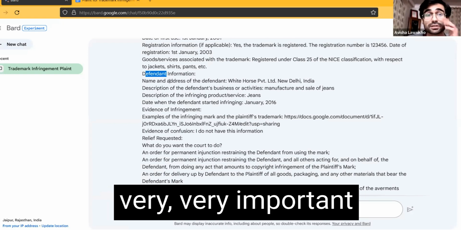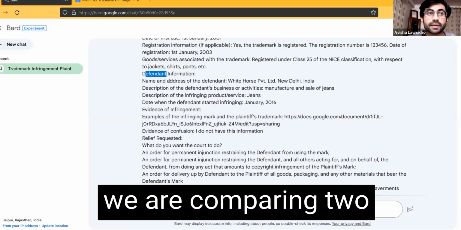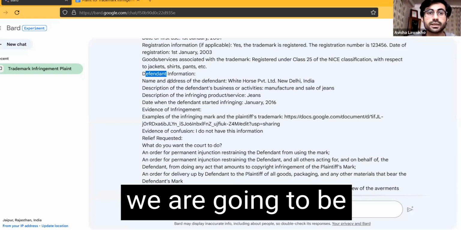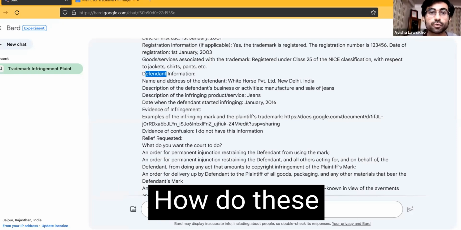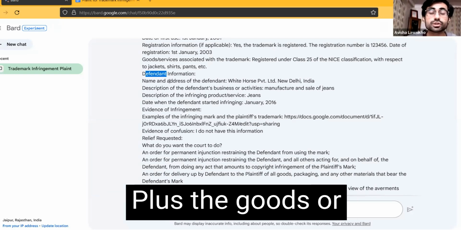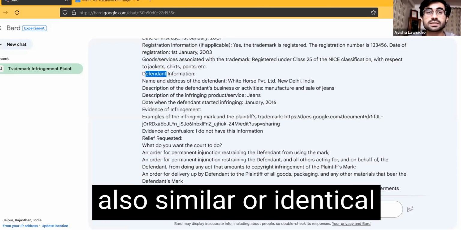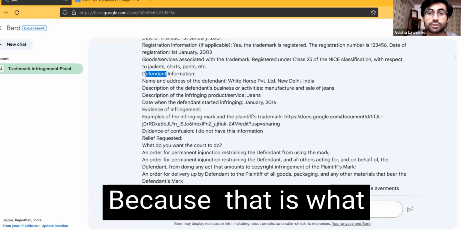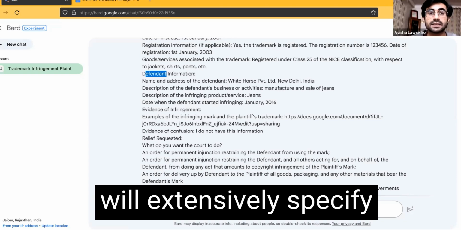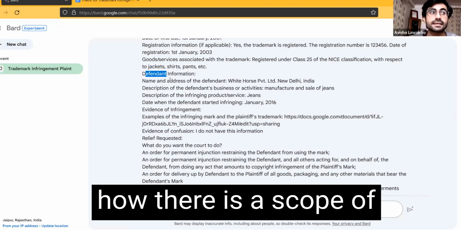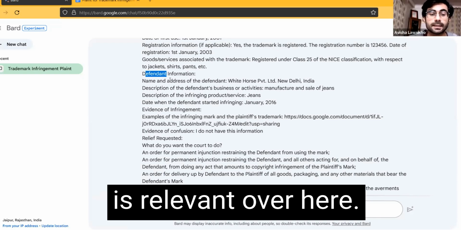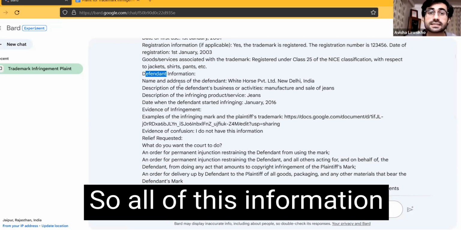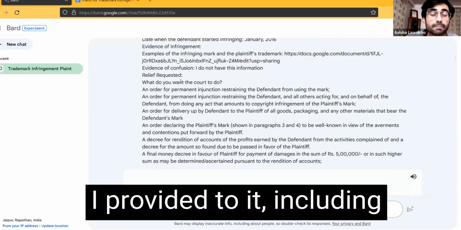All of this is very, very important, because whenever we are comparing two trademarks, again, we are going to be looking at the specific marks themselves. How do these marks look? Plus the goods or services, if they are also similar or identical in nature, right? Because that is what will extensively specify how there is a scope of confusion, and scope of confusion is what is relevant over here. So all of this information I provided to it, including the relief requested.